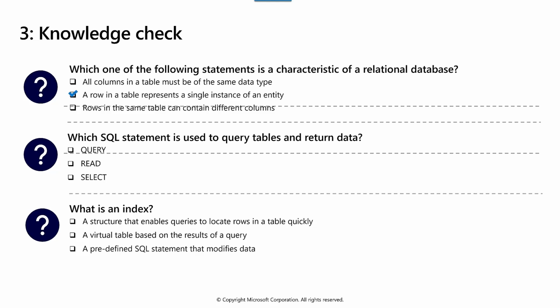Which SQL script is used to query tables and return data? That is a select query. Query is a standard, generic word. It's read or select. It's a select statement. Okay. What is an index? A structure that enables queries to look at rows in a table quickly. Okay, that's what it is. So we should know what an index is and what it is used for, how it is stored, and how it is used to locate the rows in a table quickly. You should know these kinds of things. Okay?